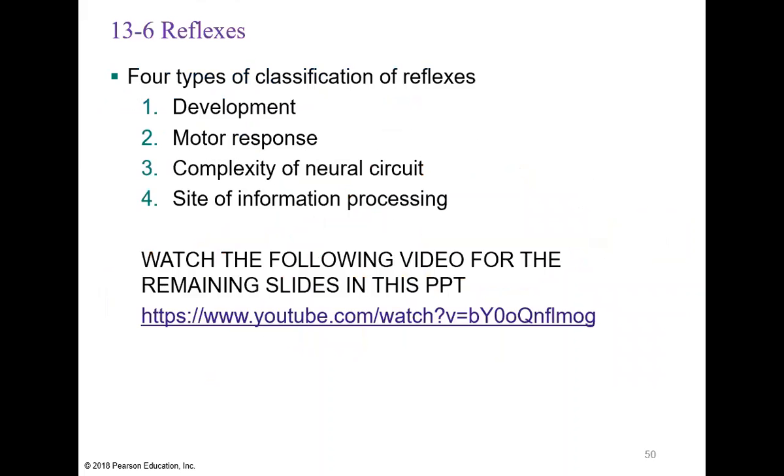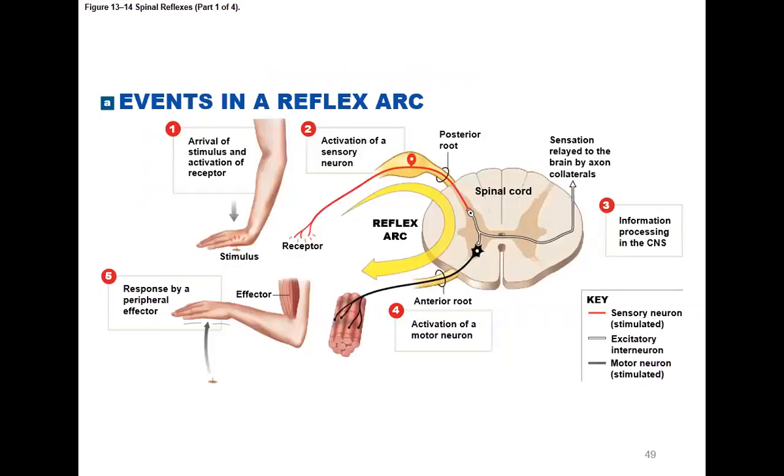Okay? Yes, ma'am. In that picture, it is going just in one side. Is that just like if you have the stimulus on your left hand, would it go through the left side and then vice versa? Yes. That's correct. Okay?